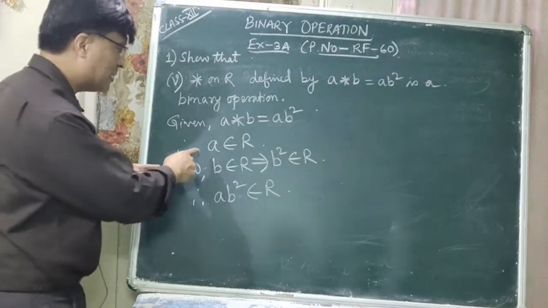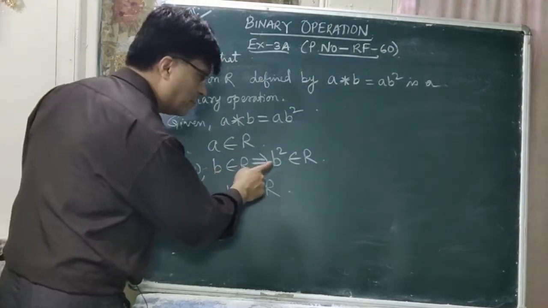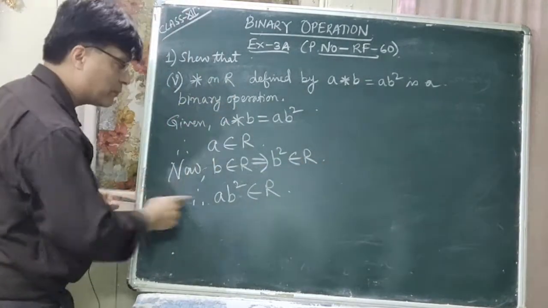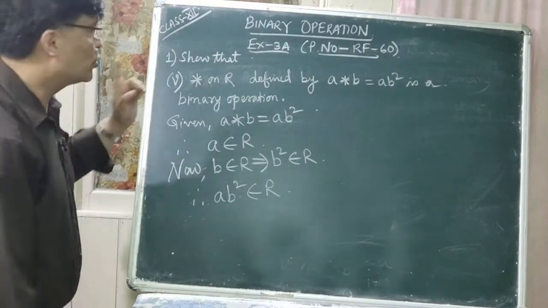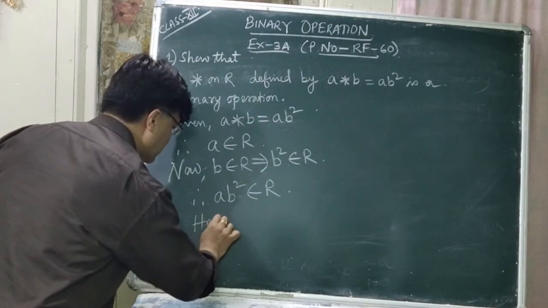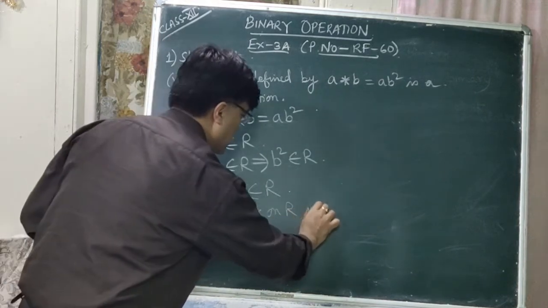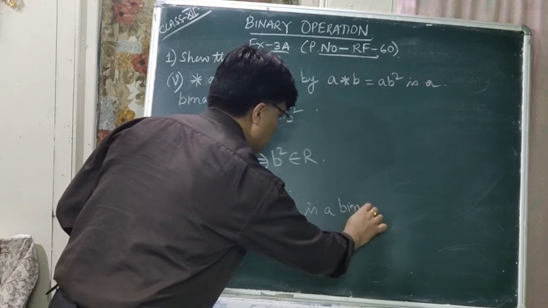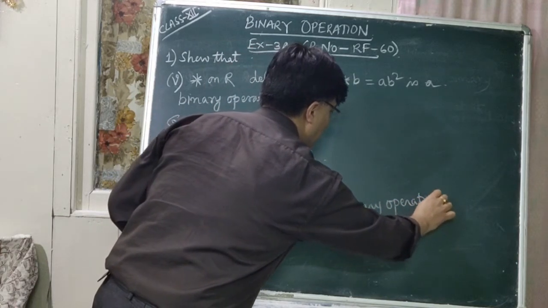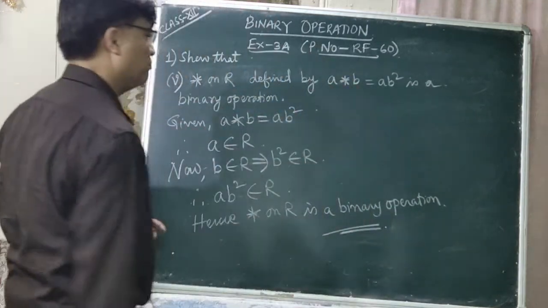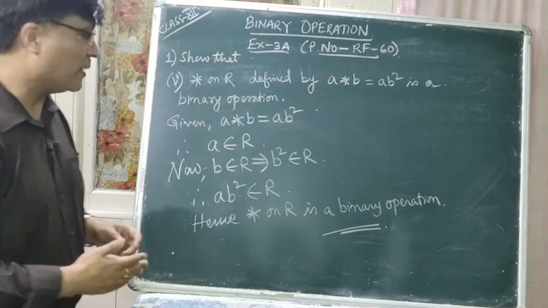So we have proved that if A belongs to real numbers and B belongs to real numbers, then B square belongs to the real numbers, so AB square also belongs to the real numbers. So hence star on R is a binary operation. So it is proved. I think you have understood it. You can copy it.